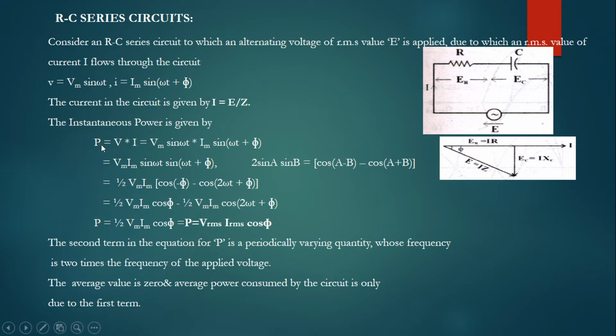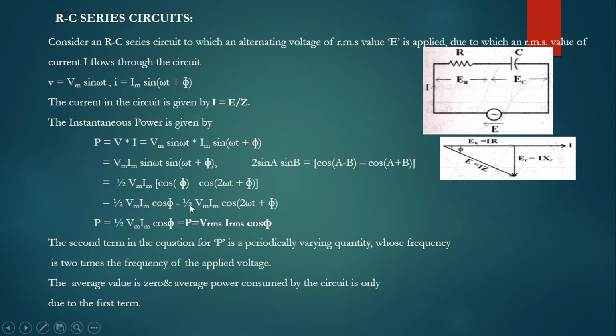So, coming back to instantaneous power P once again, that is equal to V into I. That is Vm sin omega t, the instantaneous voltage that you are applying, and the current here is Im sin(omega t plus phi). If you solve this equation, Vm Im sin omega t into sin of omega t plus phi, you have to solve it using the 2 sin A sin B formula, and at the end what you get is P is equal to half Vm Im cos phi.